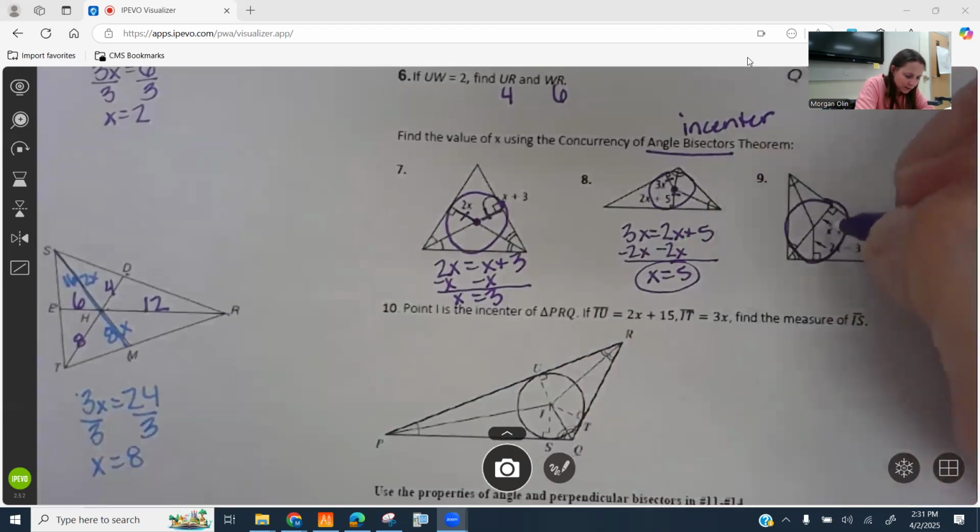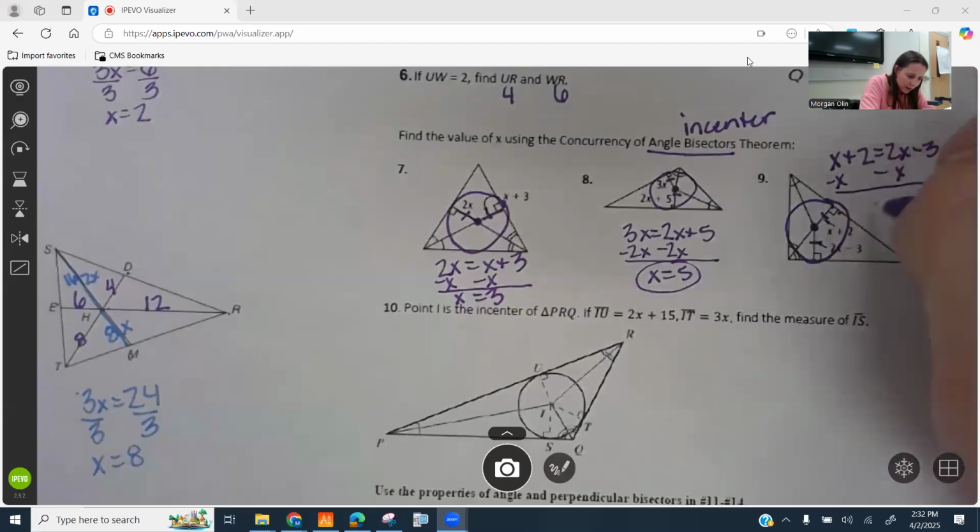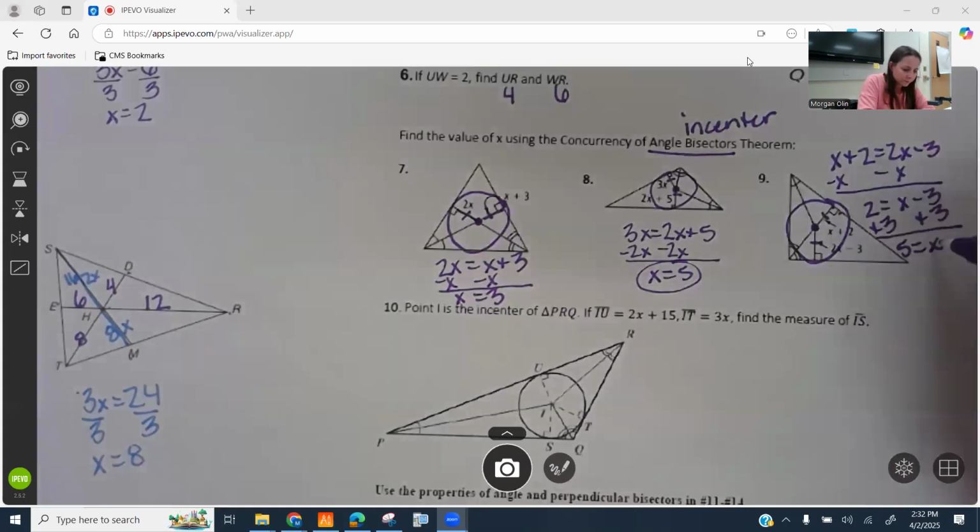I can draw a circle in the center. These are both radii, the distance from that in center to each side. And notice that it's at a right angle. And so I set x plus 2 equal to 2x minus 3. Subtract x, and I get 2 equals x minus 3, and then add 3. Okay, so 5 equals x.